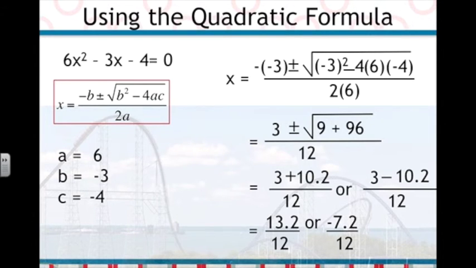We can use the calculator to simplify these values, and we have our two roots. 13.2 over 12 equals 1.1, and -7.2 over 12 equals a -0.6.